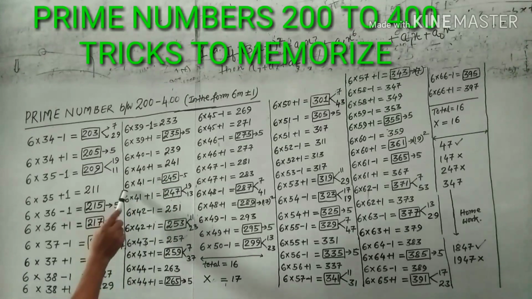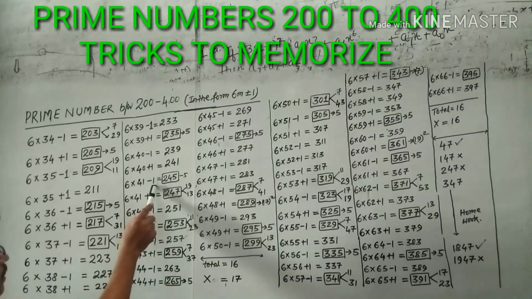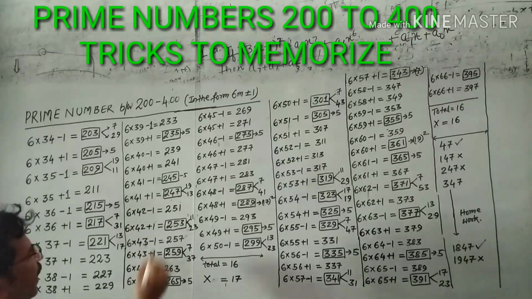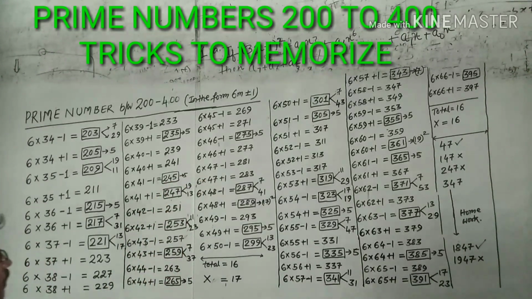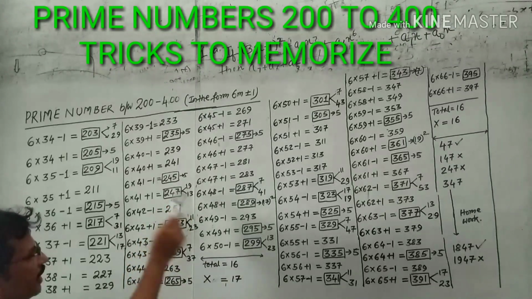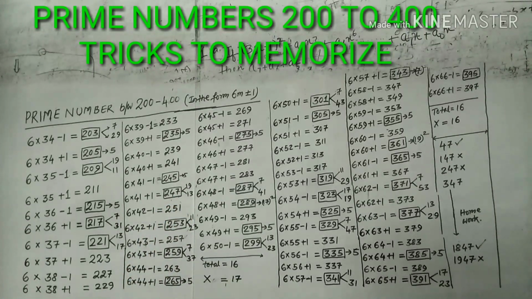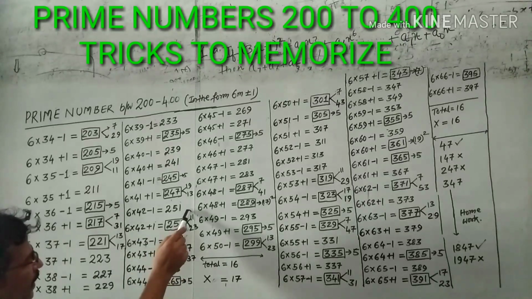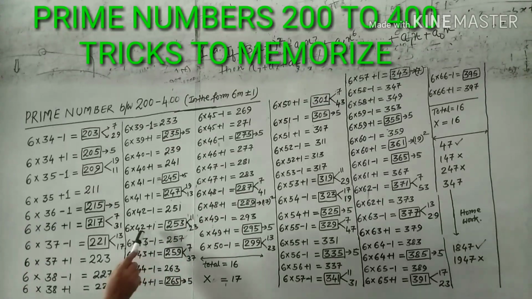Okay. 6 into 41 minus 1 equals 245. It ends with 5. So it is having factor 5. So it is not a prime number. Similarly, 6 into 41 plus 1, 247. It is having factors 19 and 13. So it is not a prime number. 6 into 42 minus 1, 251. It is a prime number. 6 into 42 plus 1, 253, having factors 11 and 23, so it is not a prime number.